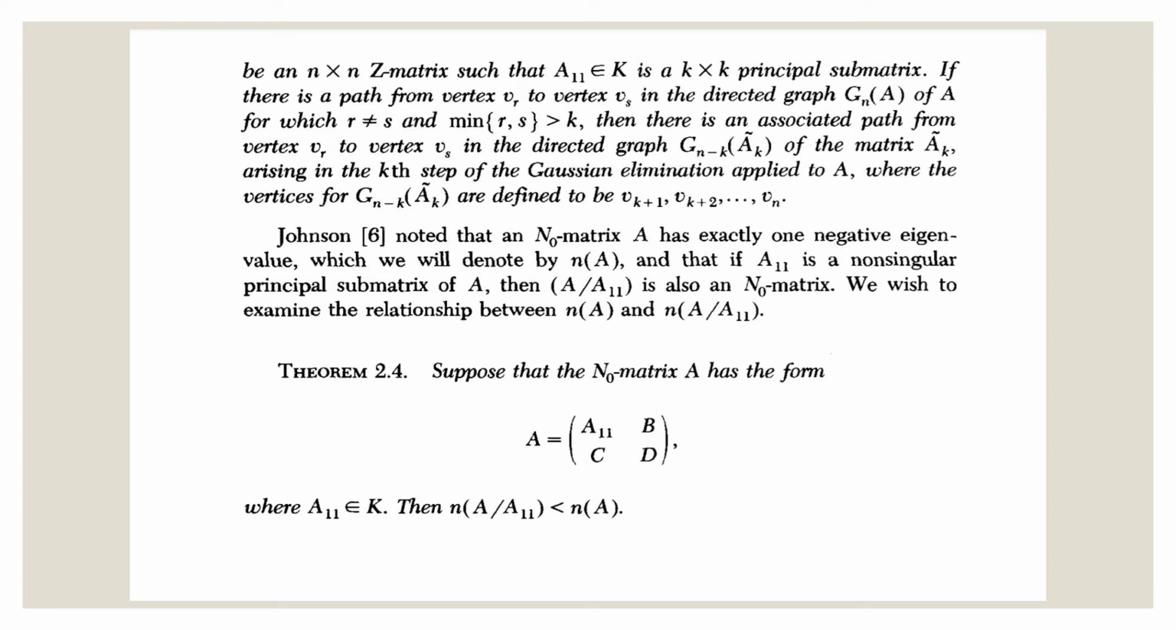Johnson noted that a naught matrix A has exactly one negative eigenvalue, which we will denote by n of A, and if A11 is a non-singular principal submatrix of A, then A/A11 is also an n-naught matrix. We wish to examine the relationship between n of A and n of A/A11. Theorem 2.4. Suppose that the n-naught matrix A has the form A = [A11 B; C D], where A11 is k×k, then n of A/A11 is less than n of A.